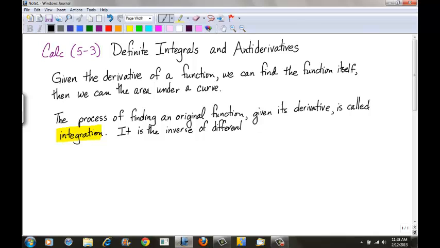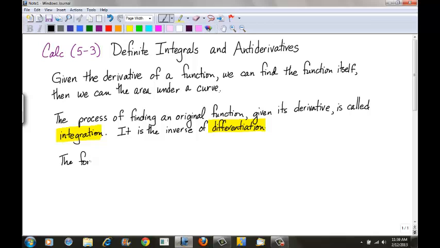And I know you've heard me say it before, but it's like you learn how to add and then you learn how to subtract. You learn how to differentiate and then you learn how to integrate. You learn how to multiply, then you learn how to divide. So it is the inverse. They are inverses of each other. We've already talked a little bit about the formal notation, but I want it in your notes.